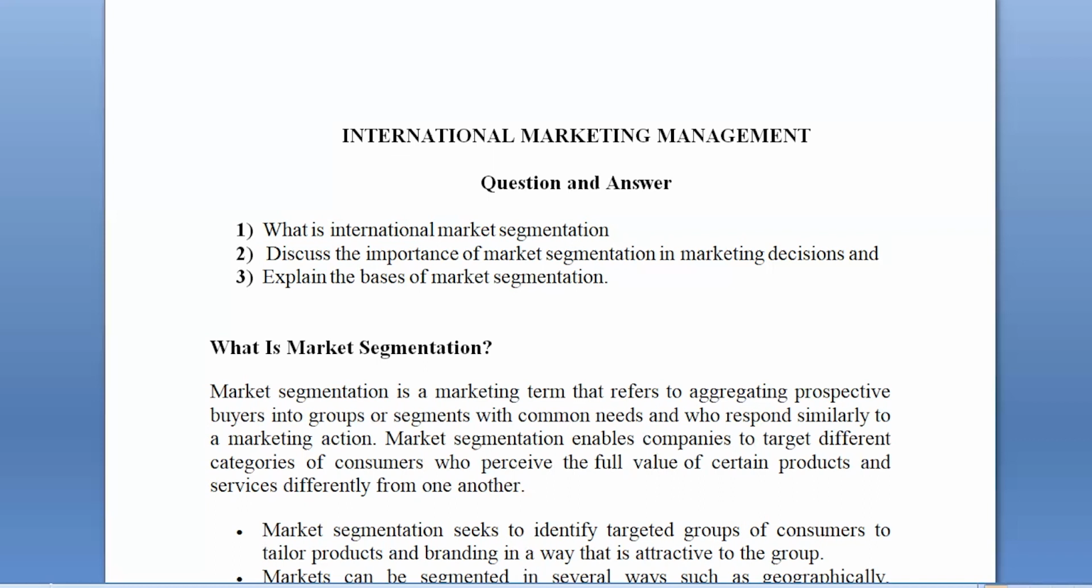Today, I have chosen a question: what is international market segmentation? Discuss the importance of market segmentation in marketing decisions and explain the basis of marketing segmentation.